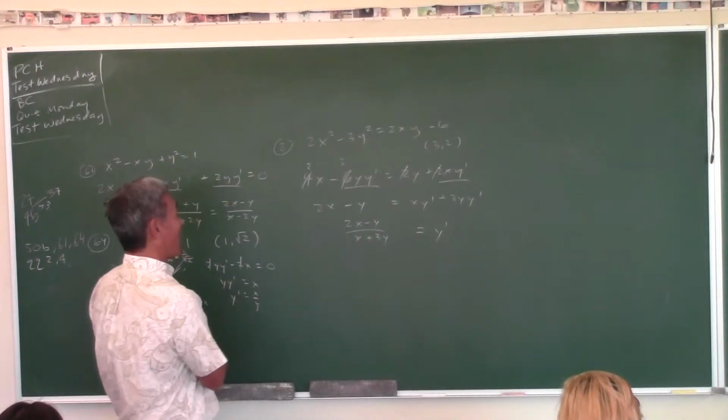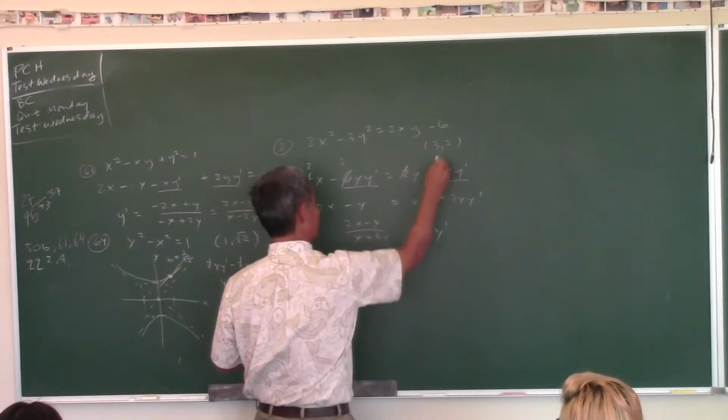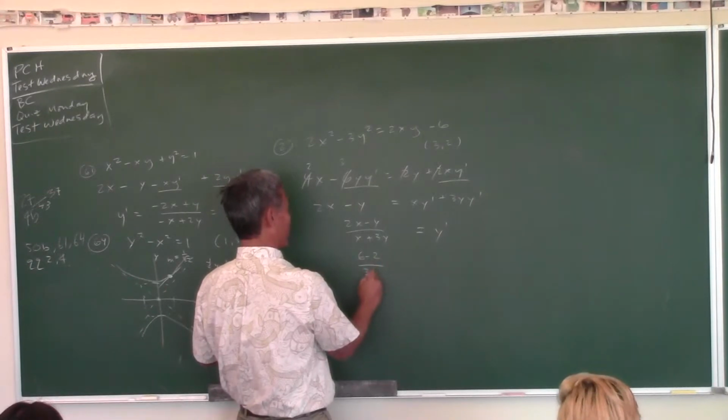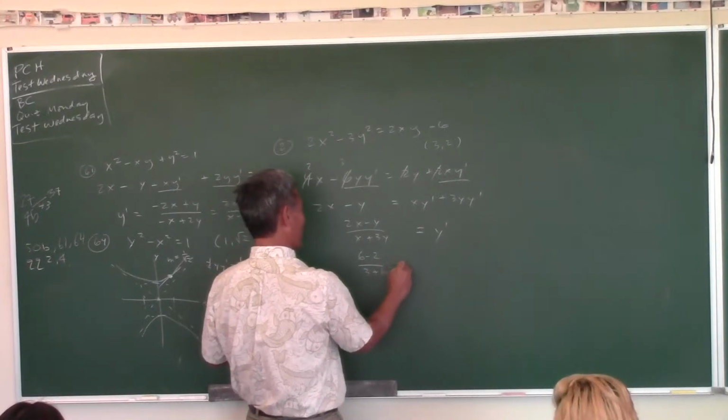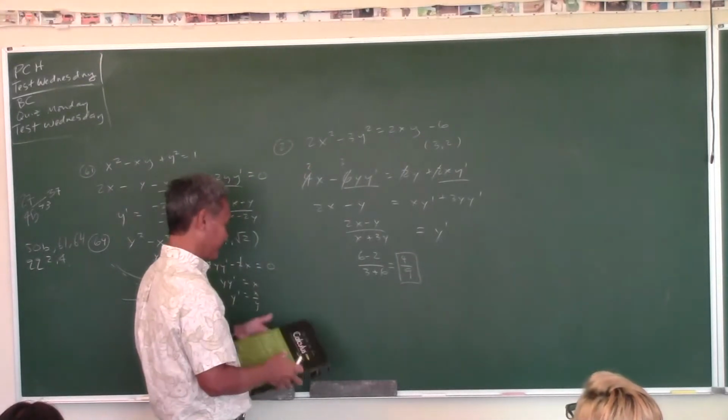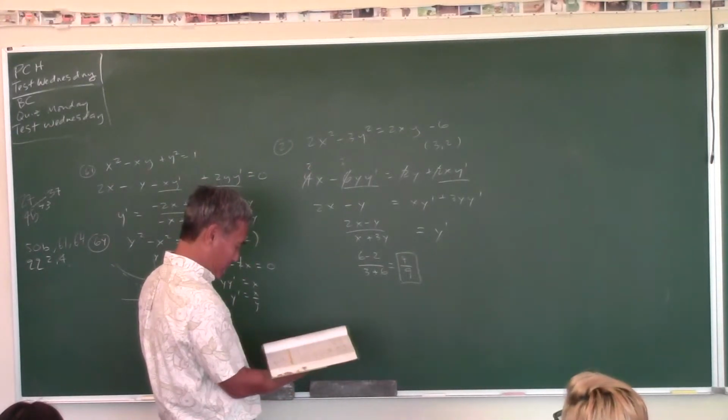Yeah. Now, all you have to do is plug in 3 for x and 2 for y. So what is that? 6 minus 2 over 3 plus 6, which is 4 over 9. Box that, that's the answer. Is that a multiple choice problem? Yeah.